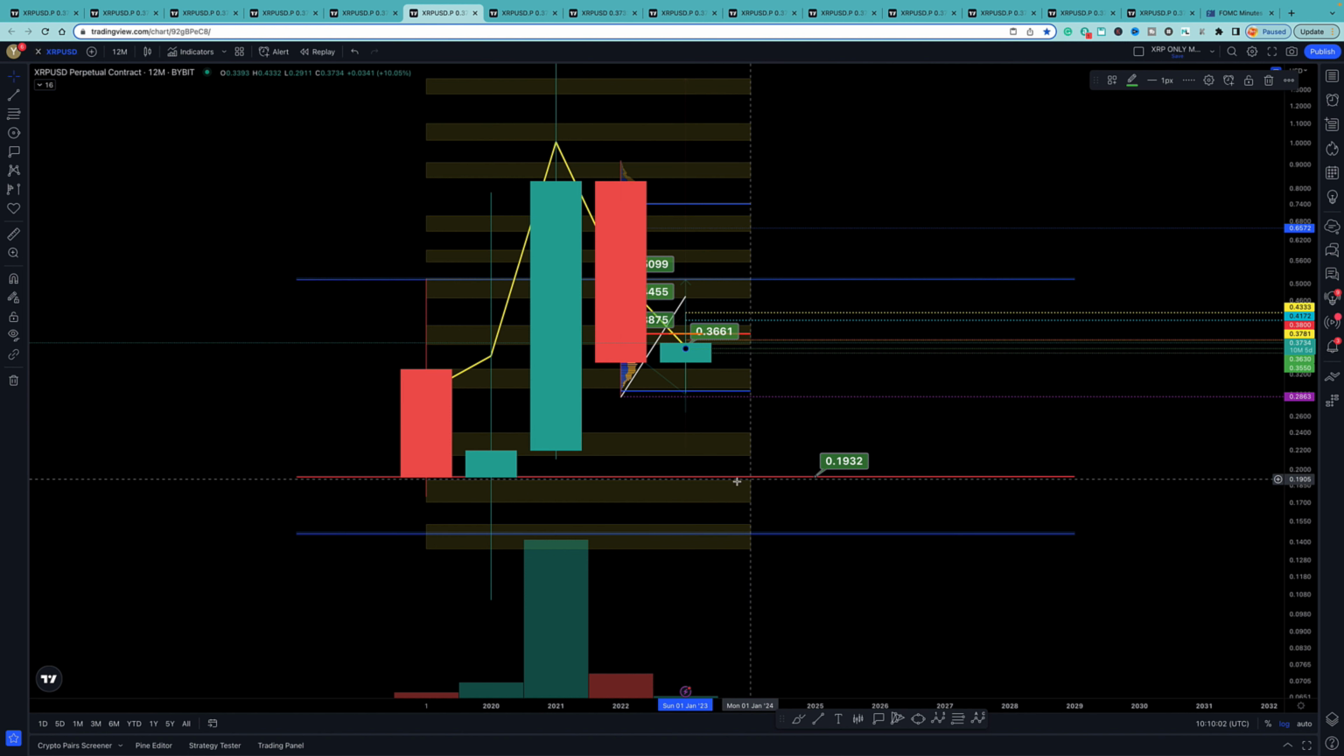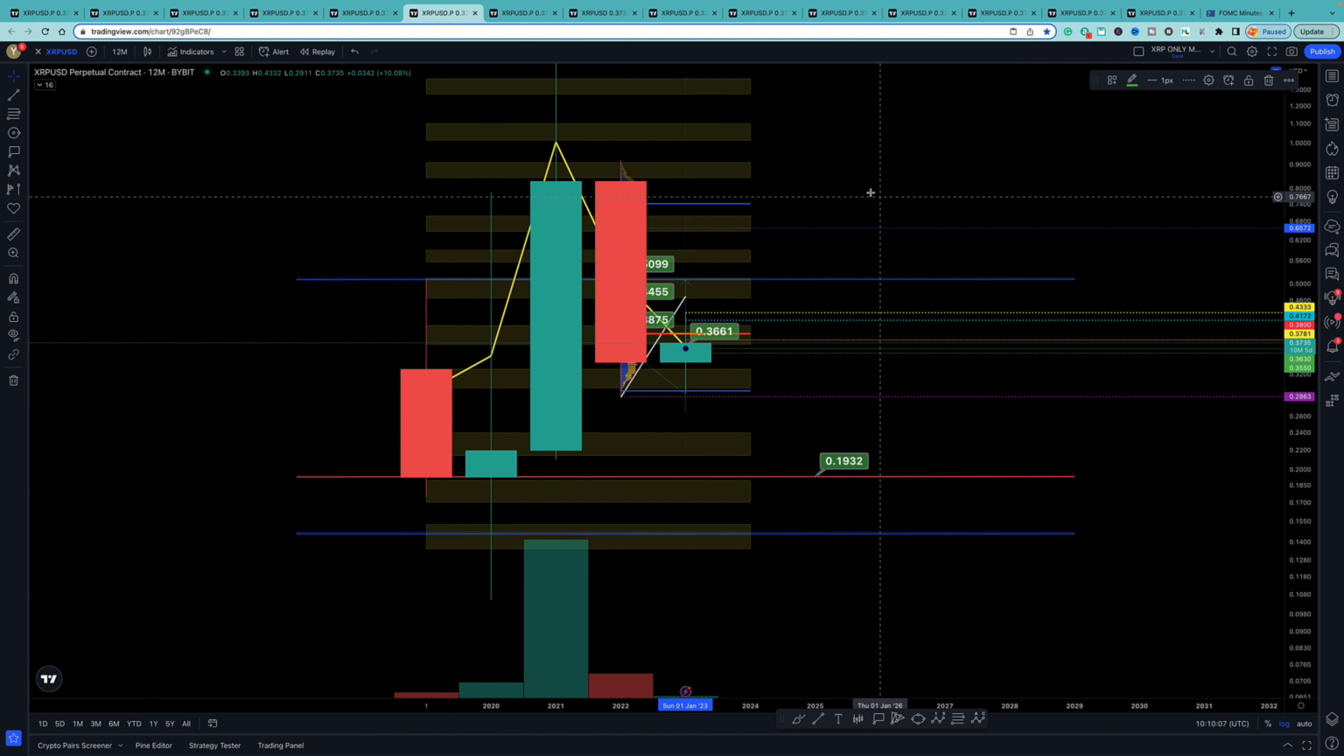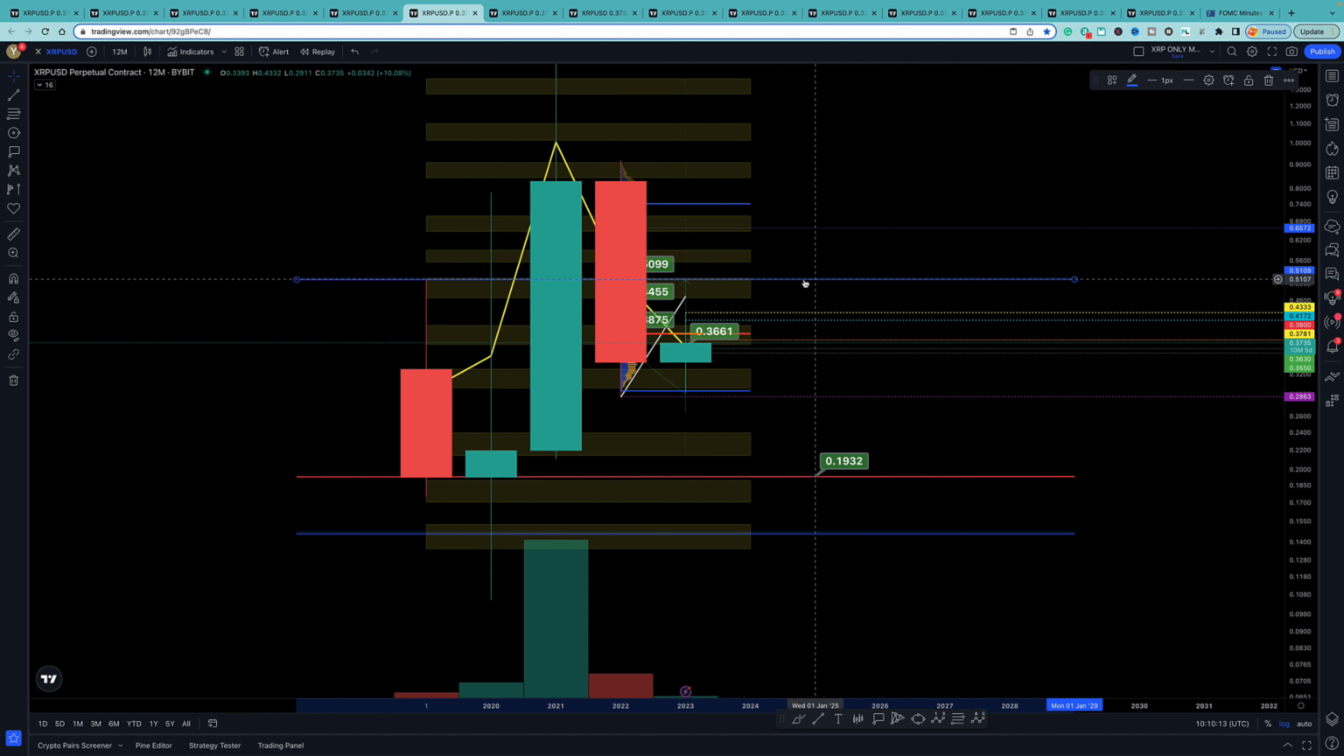So there is a possibility that we could bounce off this point of control again before we start to head up. And we could be bouncing between this and then the high volume average up at 51 or so. So we could be bouncing in this space quite a lot this year.